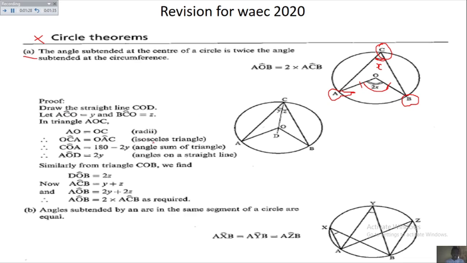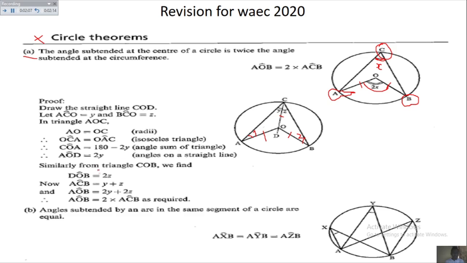Draw the straight line as they've drawn here. Let ACO equal Y, then BCO equal Z. This side equals Y, this side equals Z. Then we have triangle AOC. This is a radius, which gives you an isosceles triangle. This is also a radius, which gives you an isosceles triangle. And for an isosceles triangle, the base angles are the same. So this one too will be Z, and this one too will be Y.